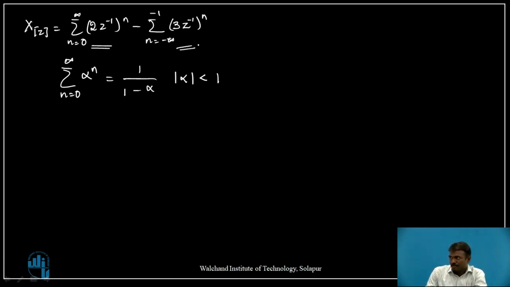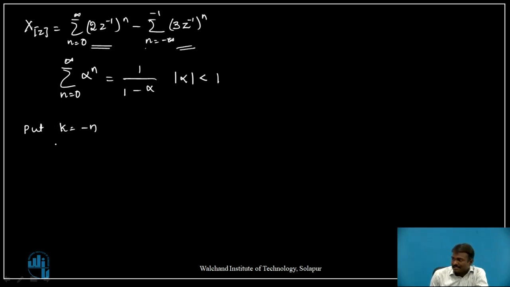So therefore, we need to first convert the limits of this second summation to be identical to this infinite summation identity, so that we can use it to simplify X of z further here. So first we will change the limits of that summation. To change that, we are going to put k equal to minus n in the second summation here.